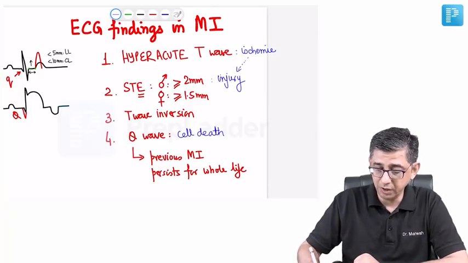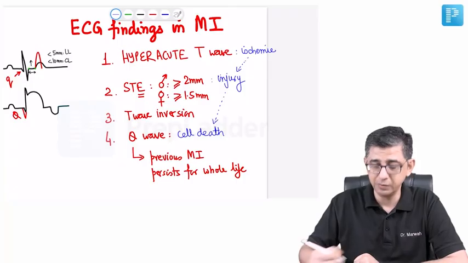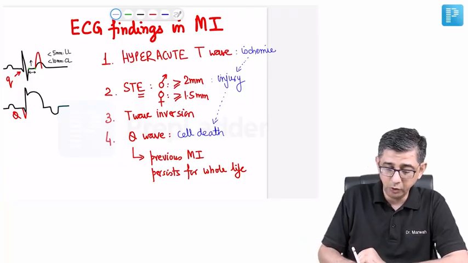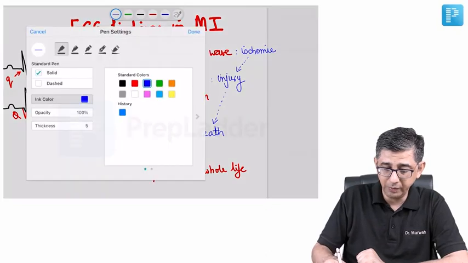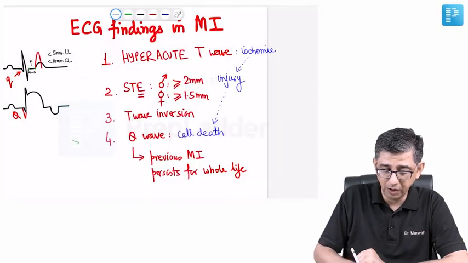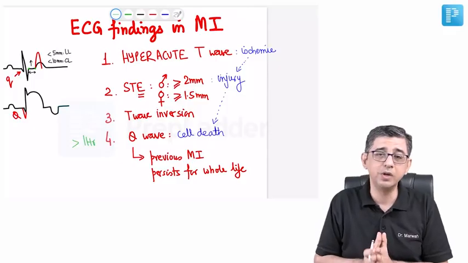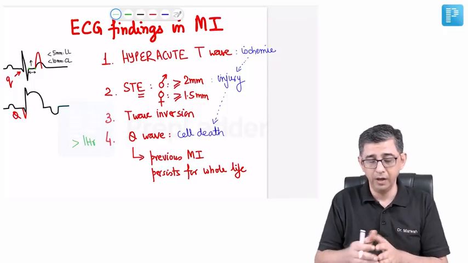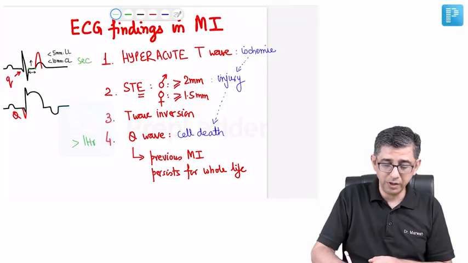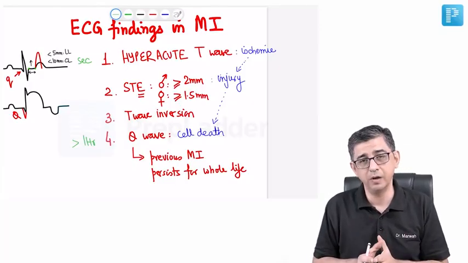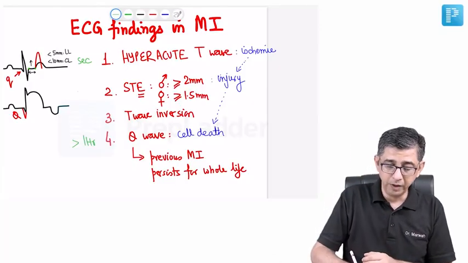First you have ischemia, then you have injury, and then finally you would have the development of cell death. For these deep Q waves to be present, it might take at least one hour. As soon as the coronary artery gets occluded, within a few seconds hyperacute T waves will develop. After a couple of minutes, there would be T wave inversion and ST elevation.